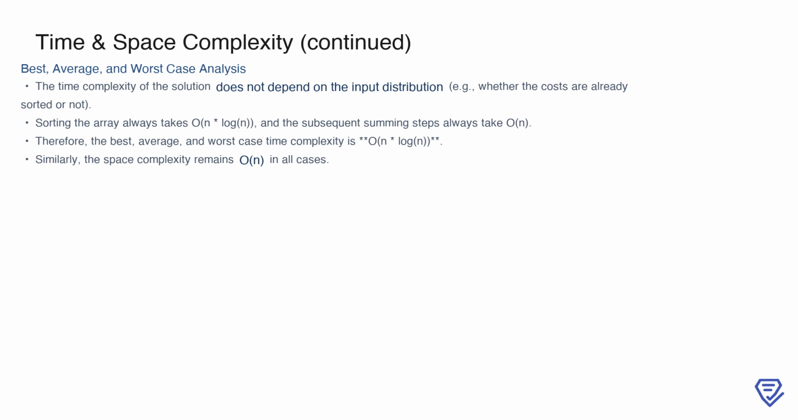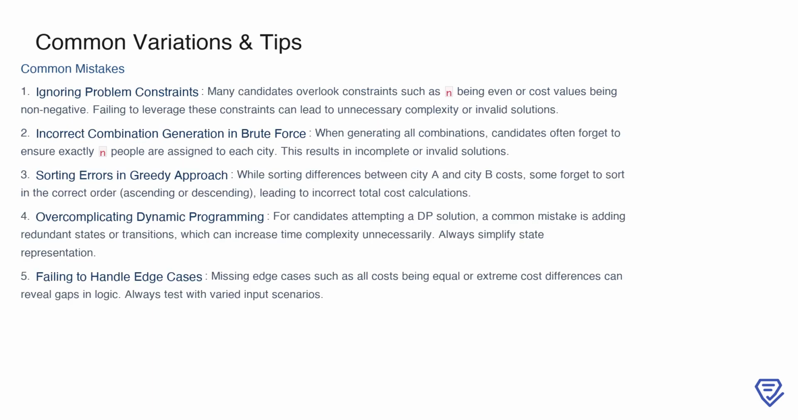Similarly, the space complexity is determined by the input array and the temporary storage used during sorting, both of which scale linearly with the size of the input. As a result, the space complexity remains O(n) in all cases. This consistency across different scenarios demonstrates the robustness and efficiency of the solution. One of the most common mistakes in this problem is overlooking the given constraints.